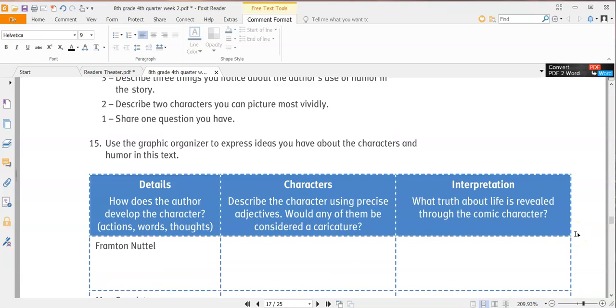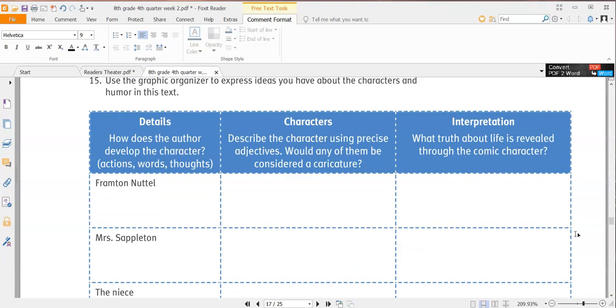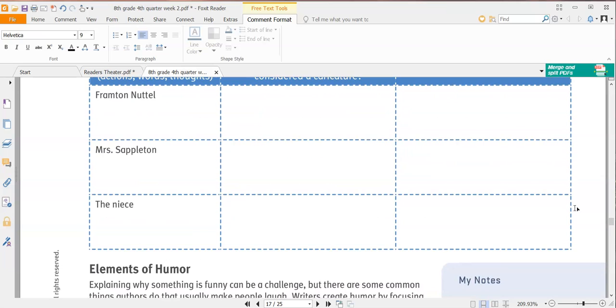Then, we're going to use this graphic organizer to express ideas you have about the characters and humor in this text. So here are the details. How does the author develop the character? Do they develop them through their actions, their words, their thoughts, etc.? For characters, describe the characters using precise adjectives. Would any of them be considered a caricature? Remember what a caricature is. It's when parts of a character are exaggerated for comedic effect. And then interpretation. What truth about life is revealed through this comic character? So what are they trying to say about life by having this character in the story? And you're doing that for Frampton Nuttall, Mrs. Sappleton, and then the niece.